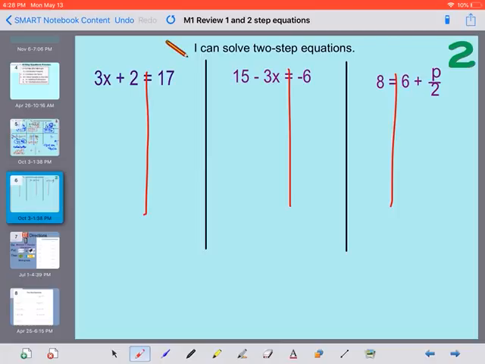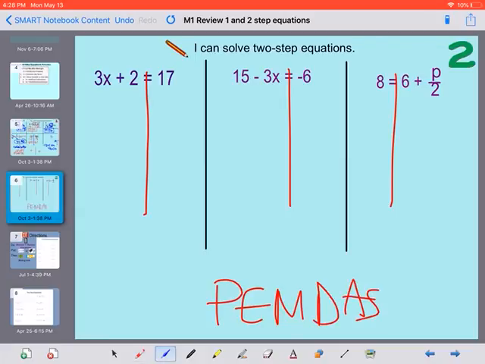Whatever we do to one side, we have to do to the other. But remember, we're undoing our order of operations. So first we're getting rid of adding and subtracting, then multiplying and dividing. We're going backwards. So we're going to get rid of this plus 2 by subtracting 2.